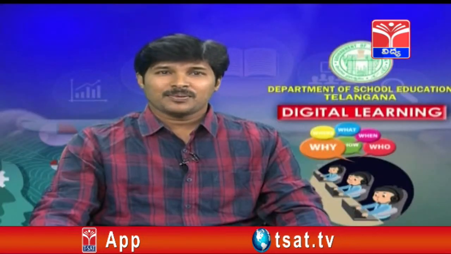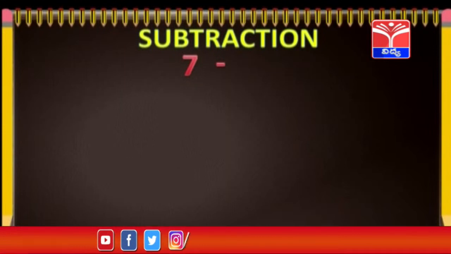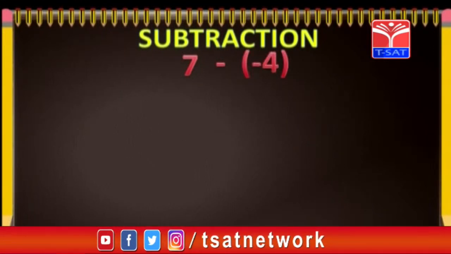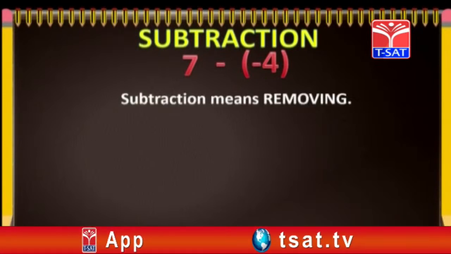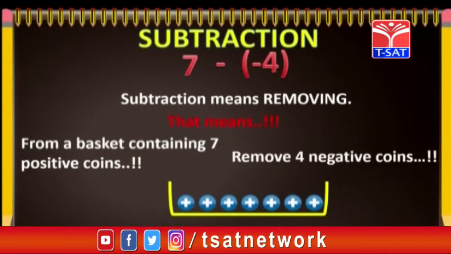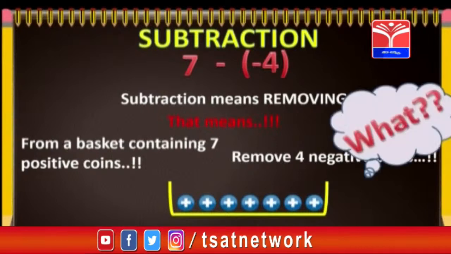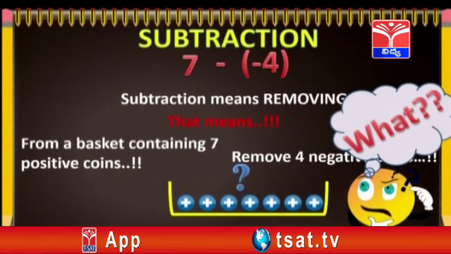Do the subtraction problem without using number line. Let us take an example. 7 minus -4. Here -4 is being subtracted from 7, and subtraction means removing. That means from a basket containing 7 positive coins, we are going to remove 4 negative coins. What? How can we remove 4 negative coins? There are no negative coins in the basket.